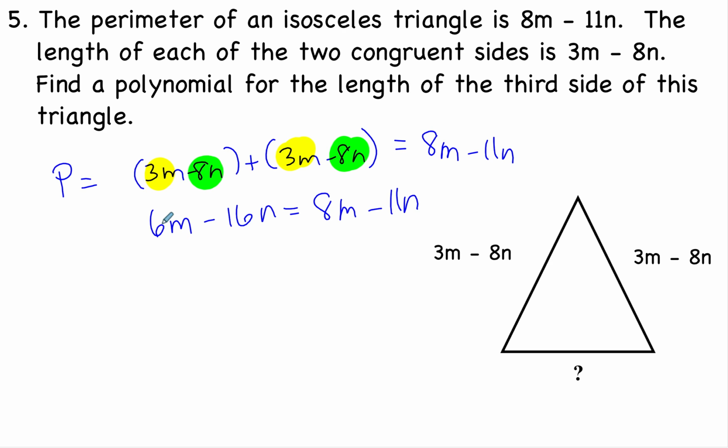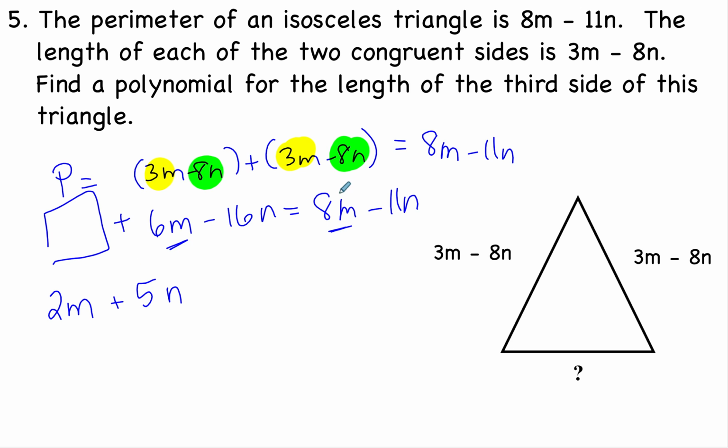Getting our like terms together, we want to get our m's together. So if our perimeter is 8m minus 11n, how much more do we need to add to our 6m to get 8m, right? So we haven't added our third side. We're going to add a third side, so we don't know how many m's. So something's going to be added here. And we want this m term to equal this m term. Well, we need 2 more m's, right? So we need 2m. And then we have a minus 16. We want it to be a minus 11. So we're going to have to add 5 n's to that.